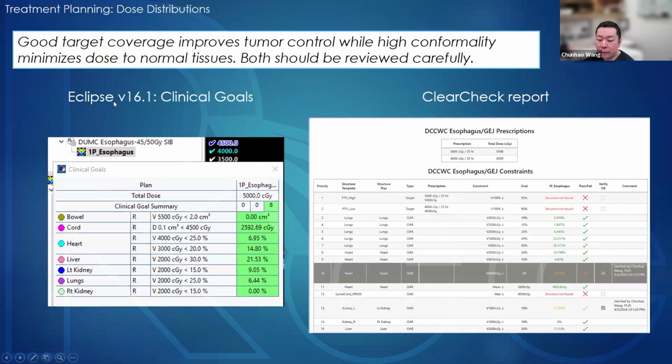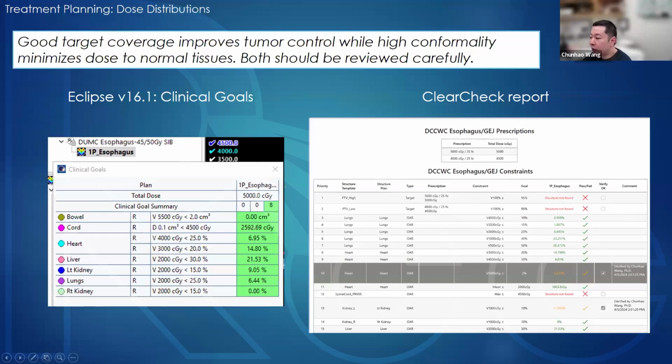Here I'm showing 2 automated tools we are using in our clinic to evaluate the target coverage or dosimetric outcomes. On the left side, this is the clinical goals within the Eclipse system. It can automatically report the preset dosimetric outcomes with the actual value as well as the pass-fail criteria with a color code. On the right side is a Clearcheck report system. It provides additional freedom of programming on the dosimetric evaluation with acceptable range, and also the color scheme of a pass-fail evaluation.